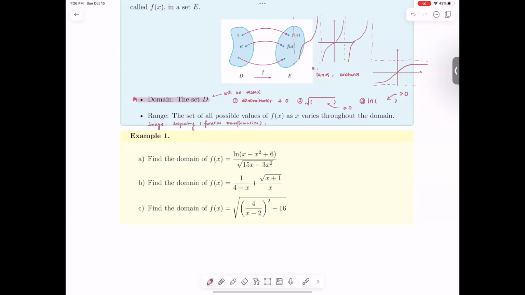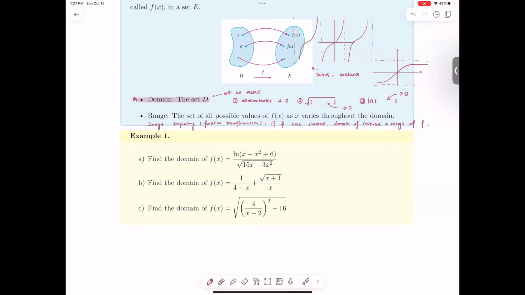Another way in 135 is if the function has an inverse. If f has an inverse, then the domain of the inverse is the range of the original function. That's another way. If you have an inverse, by definition, the domain of the inverse would be the range of the function.